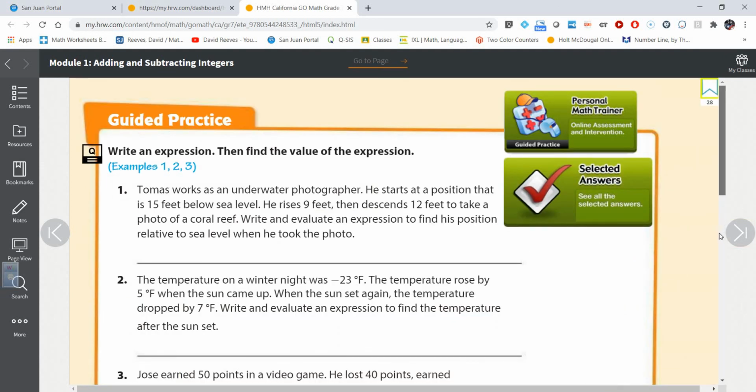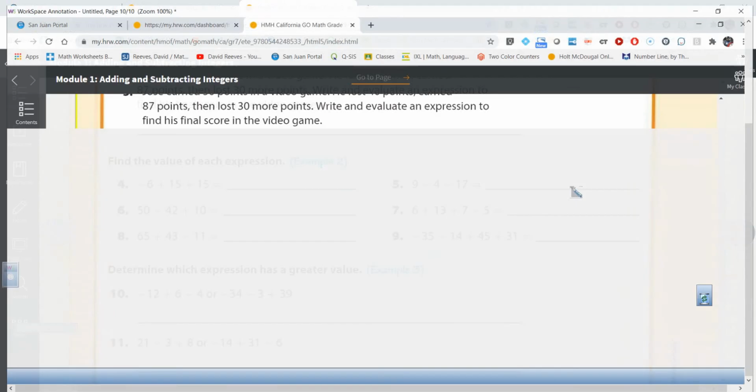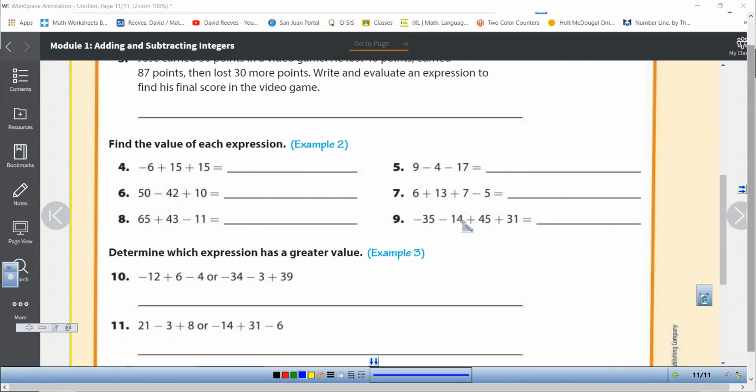All right, guys, I know this has been a really long video, but I do want to work through a few of these problems just to make sure that we can get through this lesson successfully. So when you have a series of numbers you are adding and subtracting, what you want to do is change everything to addition. And then once you've got it with addition, you can add in any order you want to. So this one is all addition, so we're good. This one I would change to 50 plus a negative 42 plus 10. This one I would change to 65 plus 43 plus negative 11, right? This one's going to be 9 plus negative 4 plus negative 17, and so on, okay? And then once you have addition, you can add them in any order you want to, whatever's easiest for you.